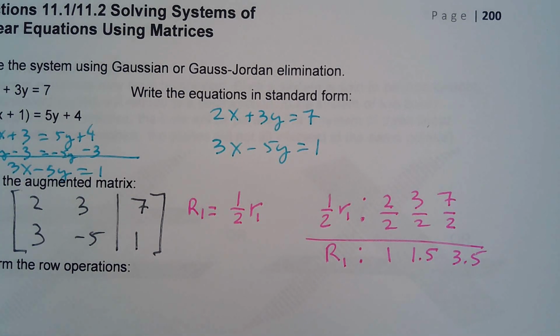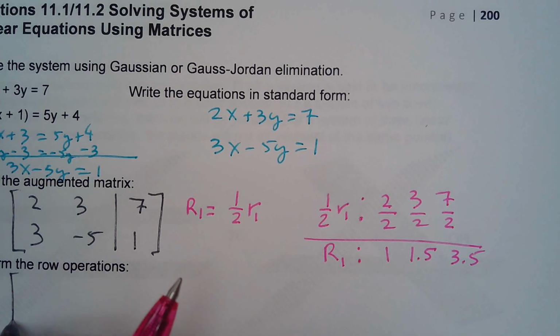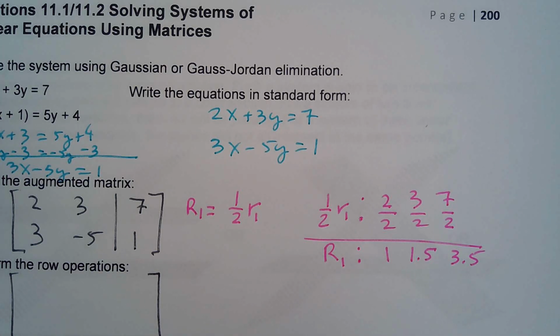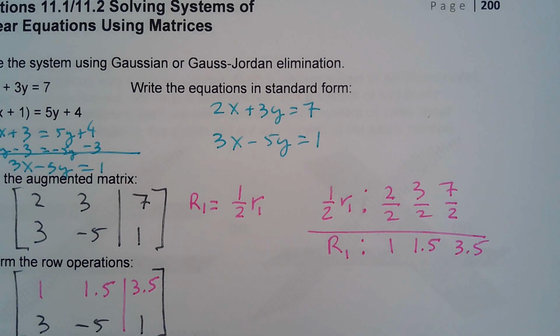So when I write this down, my second row still stays the same. I haven't done anything to it yet. But now my first row is 1, 1.5, 3.5. And then we've got our 3, negative 5, and 1. So we've now completed the first step. So let's go to our second step.